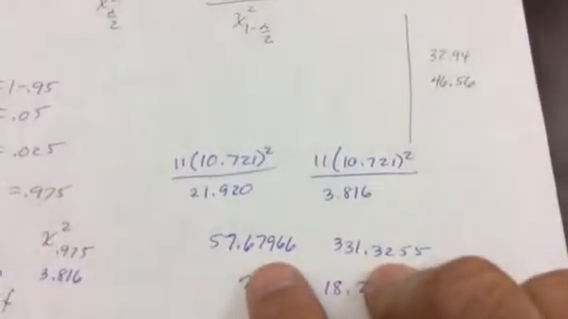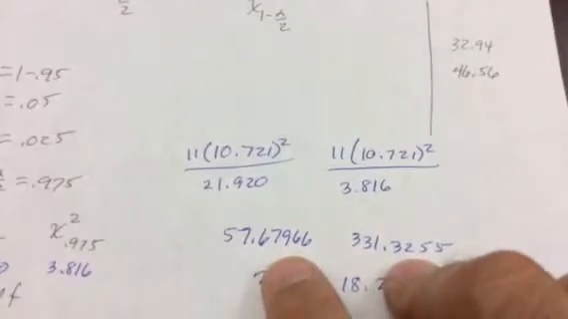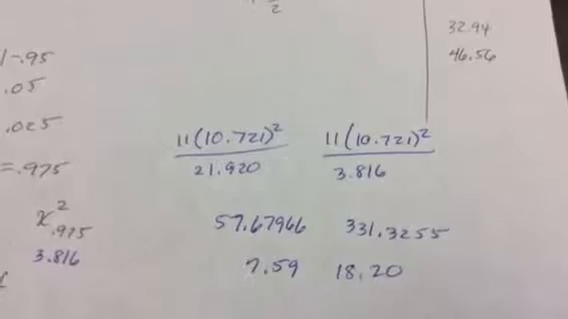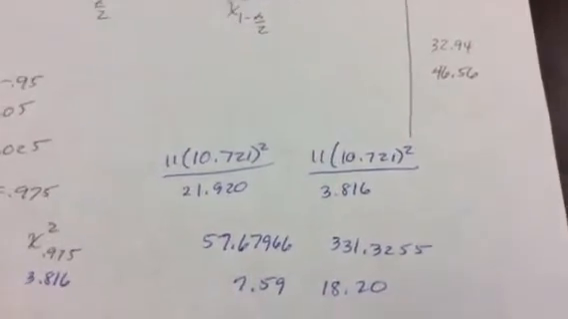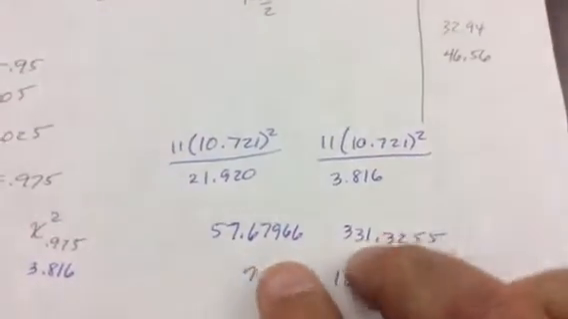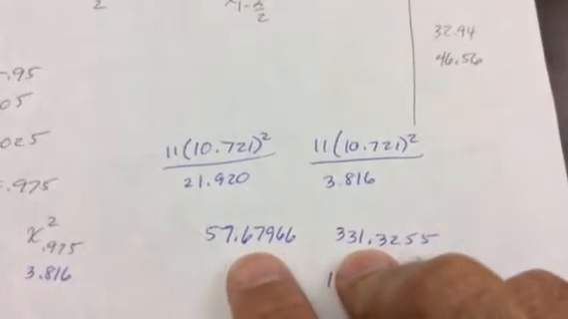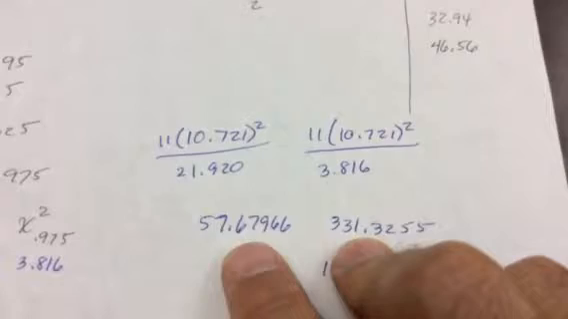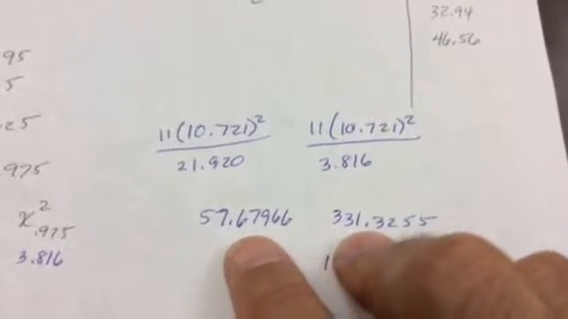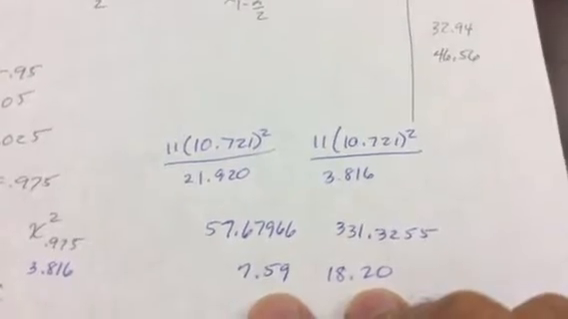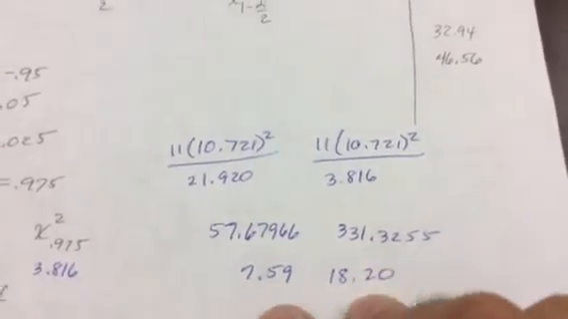If you put those numbers in, you get these two numbers. Now, these two numbers represent the confidence interval about the population variance. So to get the confidence interval about the population standard deviation, we have to square root those numbers. And if you square root those two numbers, you get these two numbers, which were correct.